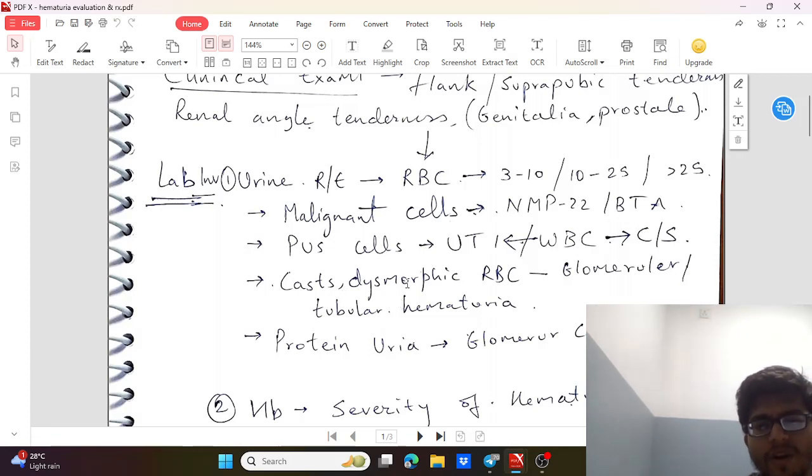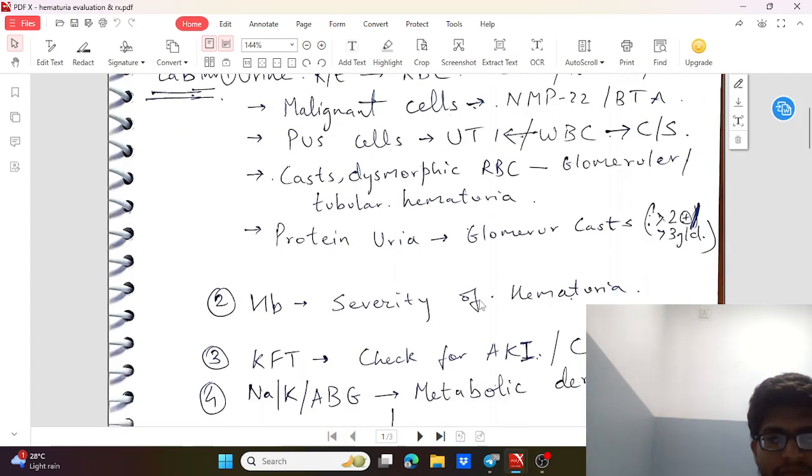Then casts or dysmorphic RBCs will give us a picture of glomerular or tubular hematuria, and it will be cola colored. Along with that, there could be proteinuria, which can again be in the form of glomerular casts, and it is seen when there is more than 2 plus protein or 3 gram per day protein. Then we'll check the hemoglobin for the severity of hematuria and whether we need to give a blood transfusion for improvement.